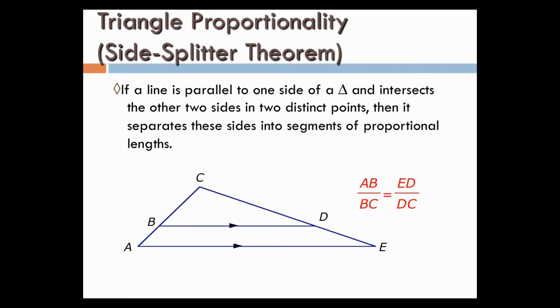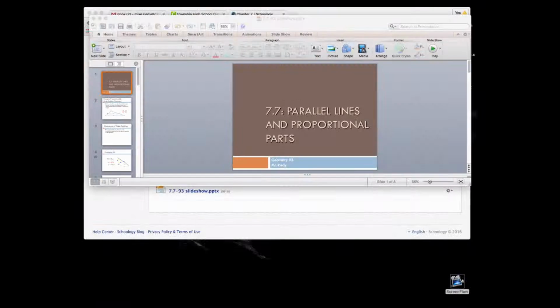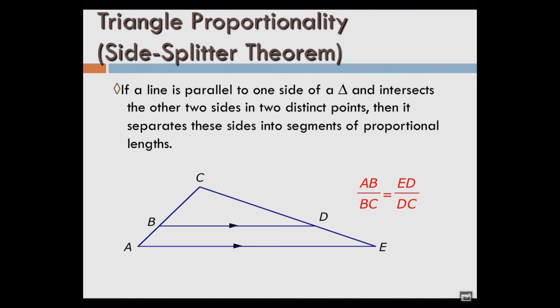Side splitter says we don't need to do that. We can take a shortcut. This is all nice and peachy keen, but you probably don't get that. What you want to use is the following buzz phrase. Top over bottom equals top over bottom. Okay, look up here for a second. Stop writing. Top over bottom equals top over bottom.